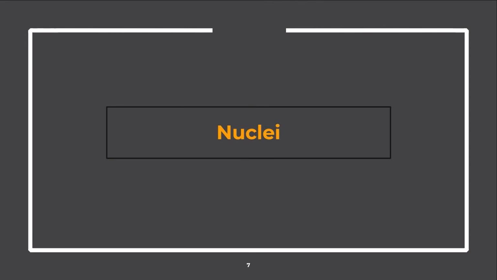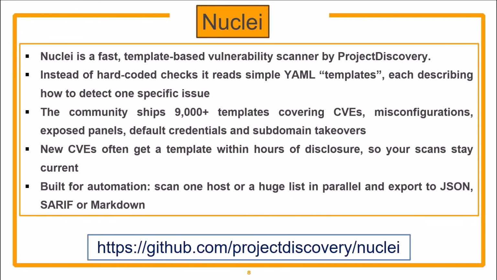Next up is a modern favorite, Nuclei. Nuclei is a fast, template-based vulnerability scanner created by Project Discovery. Instead of relying on hard-coded checks, it reads simple YAML templates, each describing exactly how to detect one specific issue. The community is incredibly active, shipping over 9,000 templates that cover CVEs, misconfigurations, and subdomain takeovers. In fact, new CVEs often get a template within hours of disclosure, ensuring your scans stay current.